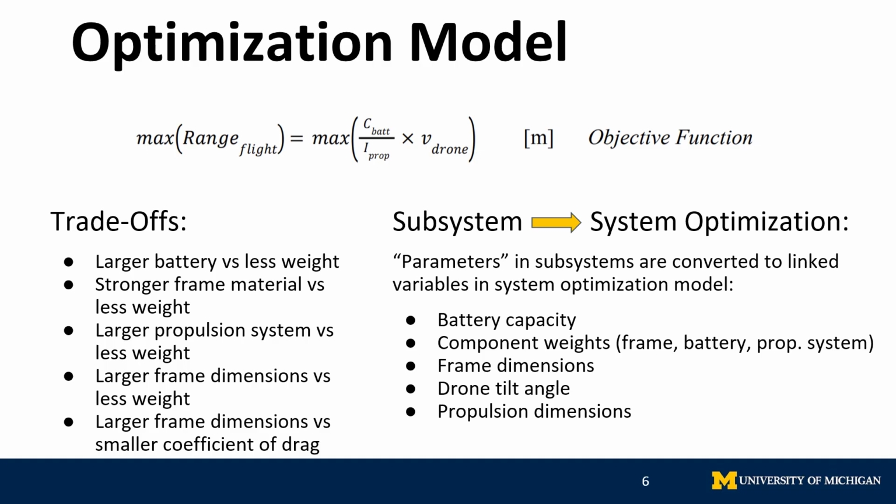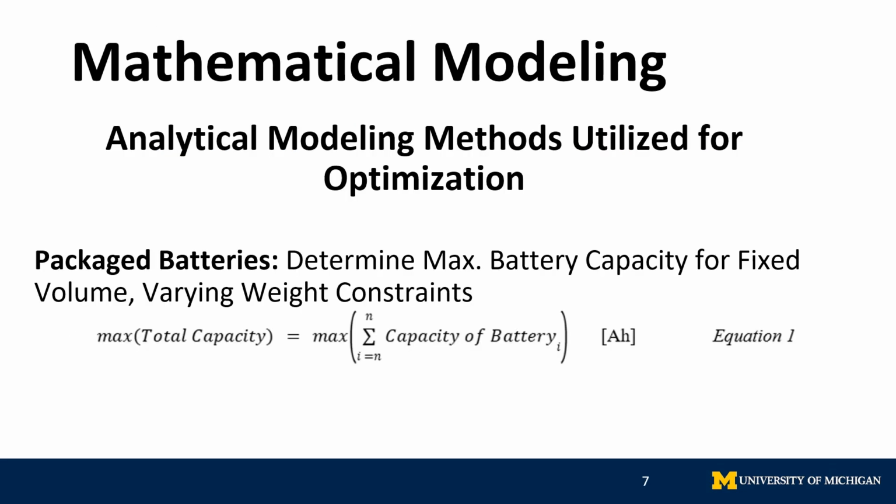What makes the system-level optimization different than the subsystem models is that here, all of these design parameters are linked. In subsystem models, they were treated independently, but now, decisions in one area, like frame dimensions or tilt angle, feed into others, such as the drone's frontal area, which impacts drag and ultimately determines propulsion needs. By coupling these variables together, the model allows us to find a more realistic and truly optimal system configuration. Analytical modeling methods were utilized to optimize the drone.